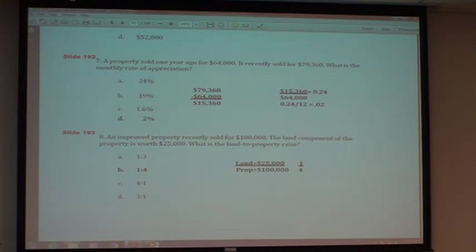What if the question said, what is the land improvement ratio? What's your answer gonna be? 1 to 3. But you gotta add total parts. Remember when it says property, that's all the parts. If it's the land improvement, you gotta add those 2 parts together to get the property.